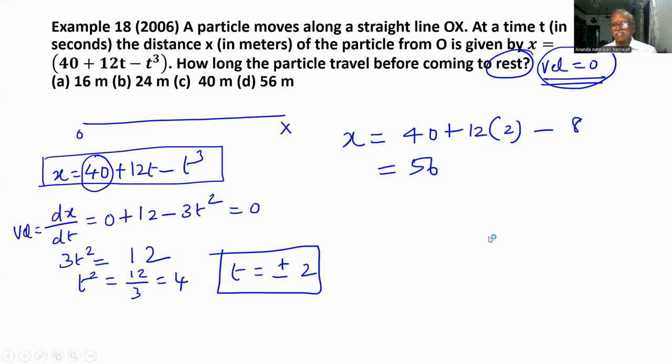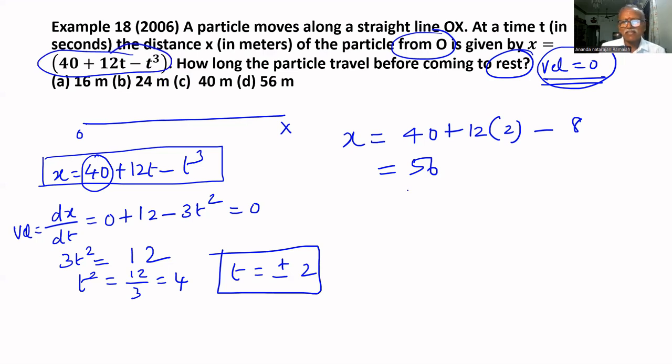But initially where is it? We do not know. Initially where is it? The sum is to cheat you. A particle moves along a straight line OX. At a time t, the distance x of the particle from O is given by this formula. That is all that is given.